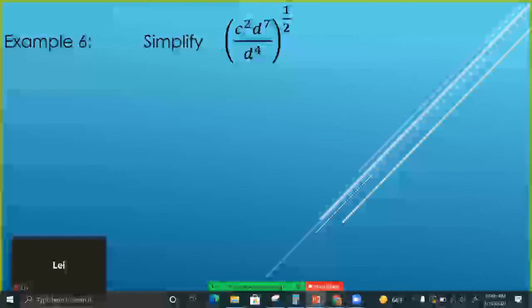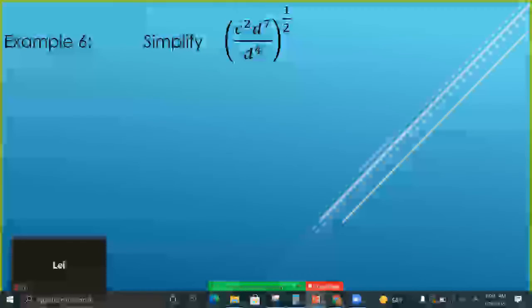So how do we start? Well, like I was saying in the last example, we can do it frankly in any order. We could start by handing out that 1/2 power to all the inside powers. We could start by simplifying the d's together on the inside before we hand out the 1/2. And I'd like to start that way. I'm going to combine together the d's because they're the same base. So let's see what that looks like.